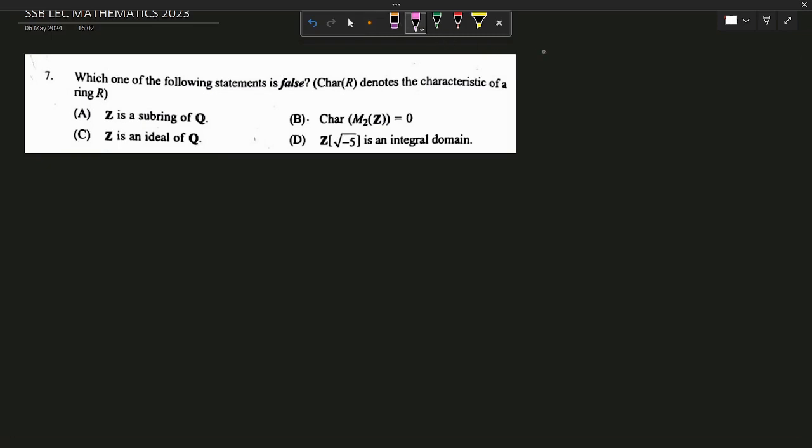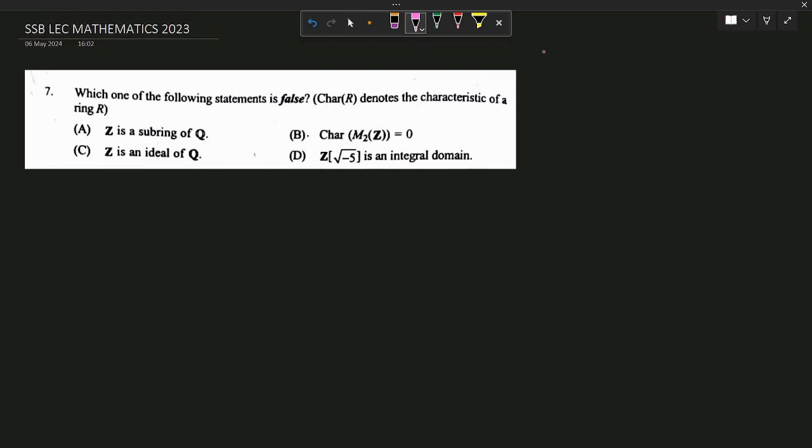Hello everyone. Today we are going to solve question number 7 of SSB lecturer mathematics exam 2023. In question 7 there are 4 options given. We have to pick only the false option here. So let's come to option A. Option A says Z is a subring of Q.